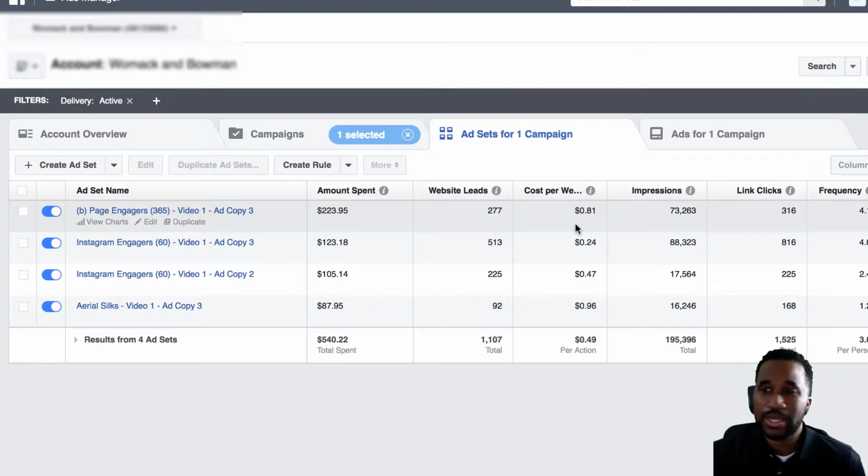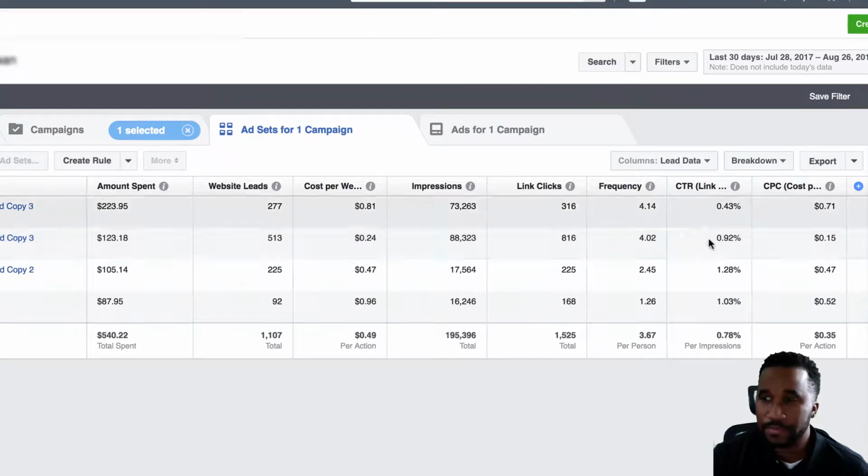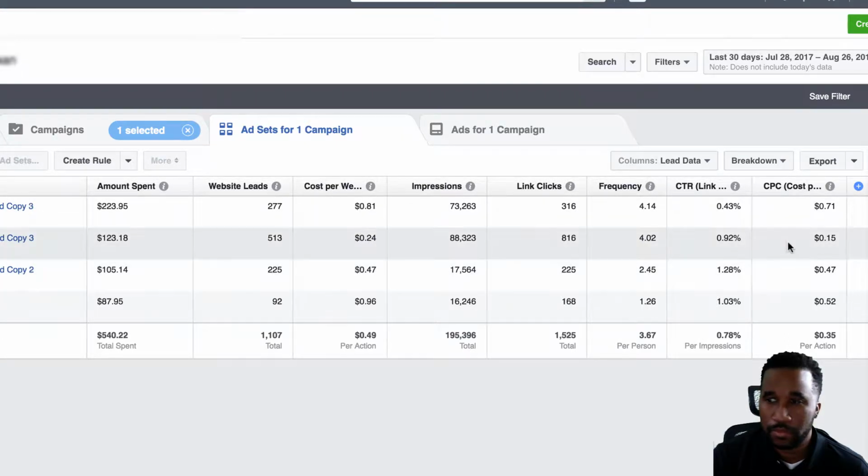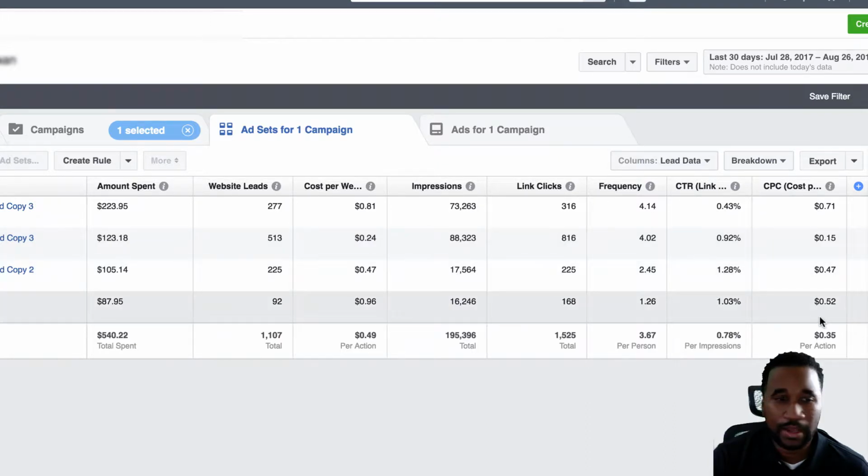So secondly, I look at the cost per click on these campaigns or these ad sets. So right here, I'm paying 71 cents per click. I'm paying 15 cents, 47 cents, and 52 cents.